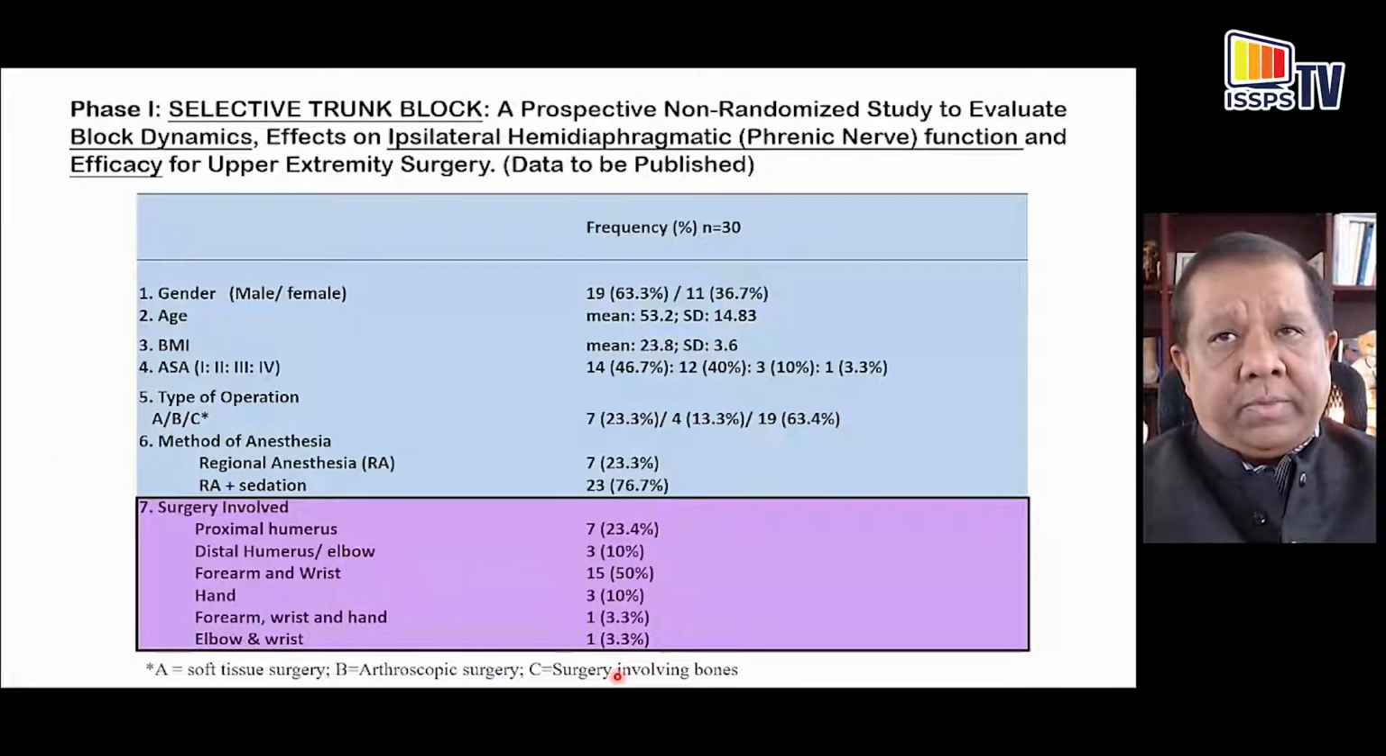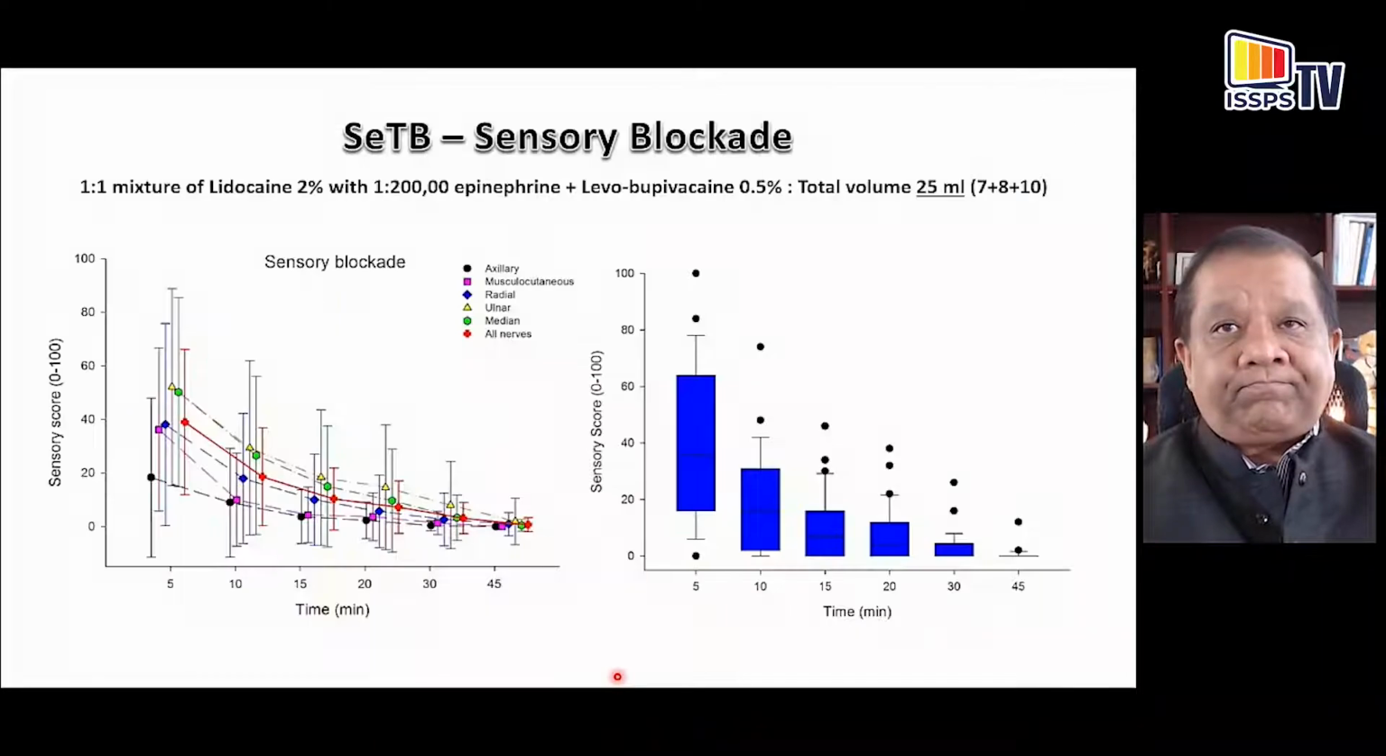In this cohort of 30 patients of different ages, mostly adult patients, undergoing a variety of operations from the proximal humerus to the hand and wrist, or a combination of one or the other, that was performed mostly under regional anesthesia and sedation, but there was a whole group of individuals who wished not to be sedated, so 23% of them had it with the regional anesthesia only.